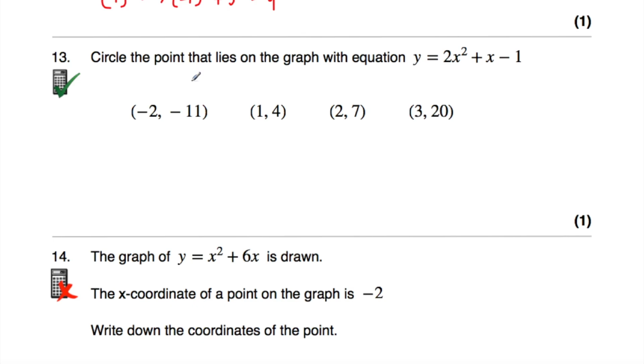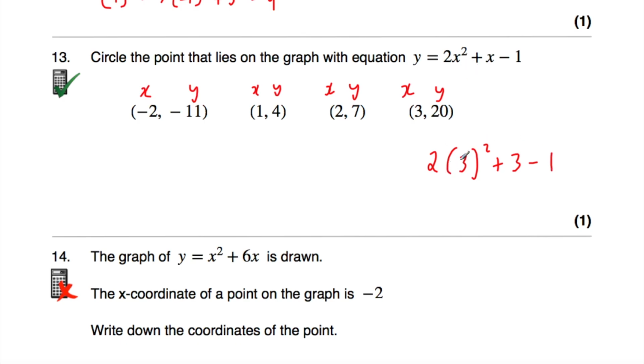This time we've been asked to circle the point that lies on the graph of equation y equals 2x squared plus x minus 1. One of these points does lie on this graph. So let's substitute in our x coordinates and see if we get the right y coordinates. I'm going to start off with this one. If x is equal to 3, we're going to do 2 times 3 squared plus 3 take away 1, just replacing the x with 3.